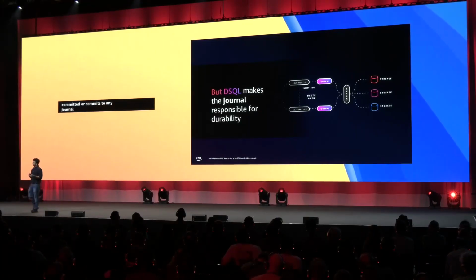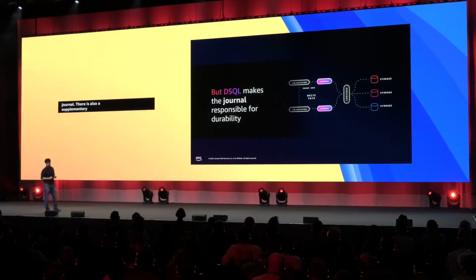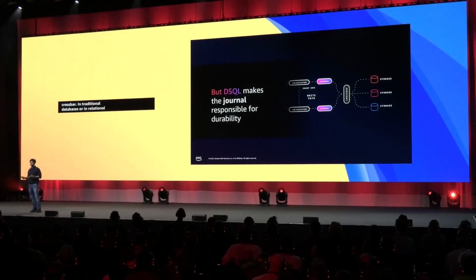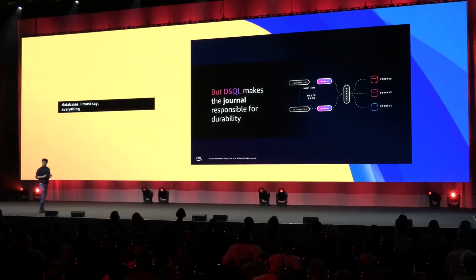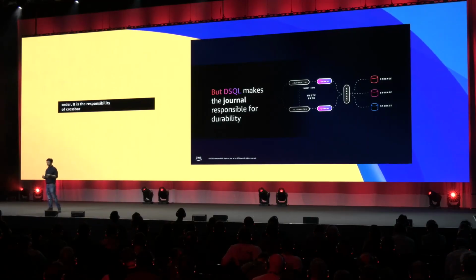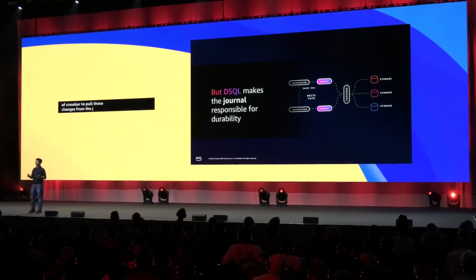There is also a supplementary component involved, which is called the crossbar. In traditional relational databases, I must say, everything has to follow an order. It is the responsibility of the crossbar to pull those changes from the journal and send them to the storage in an ordered sequence.